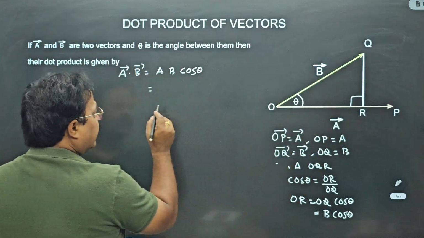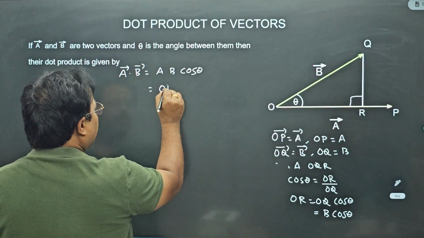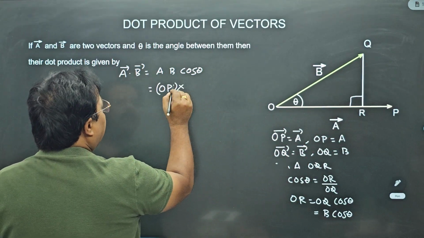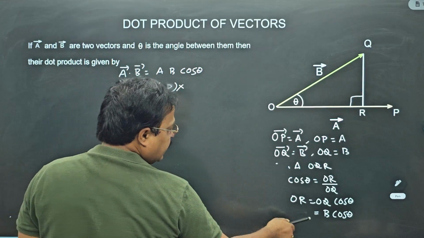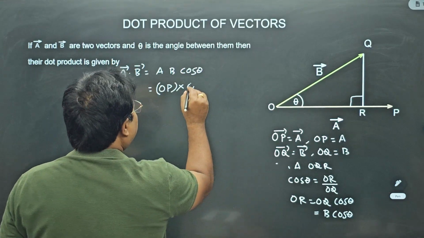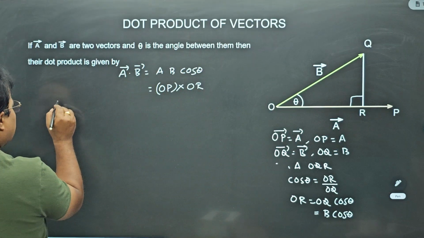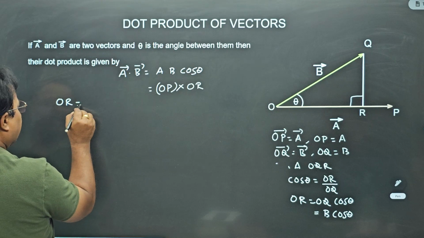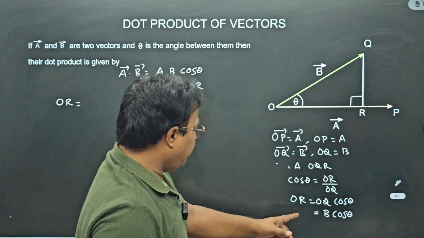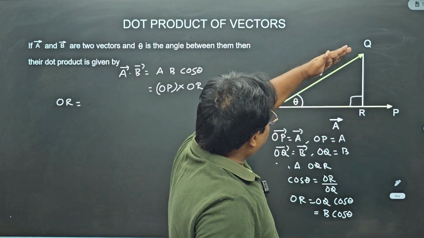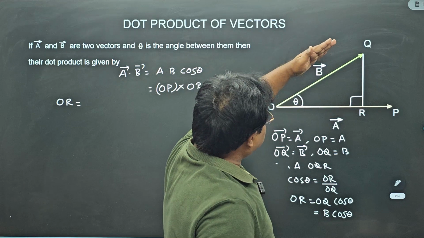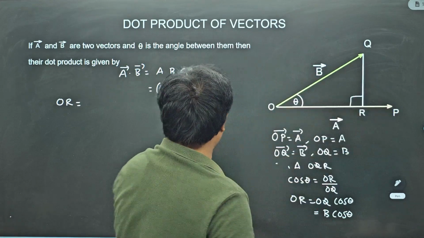What is the magnitude of A vector? The magnitude of OA vector is equal to OP. What is B cos theta? B cos theta is what I mentioned here, OR. Now you tell me, my dear students, what is the meaning of OR? B cos theta is equal to OR. It means the magnitude of B vector in the direction of A vector.